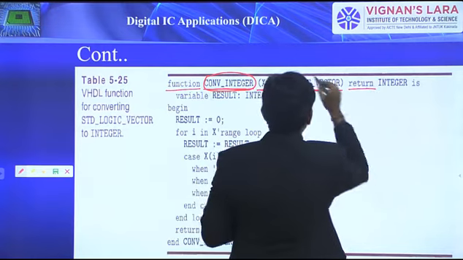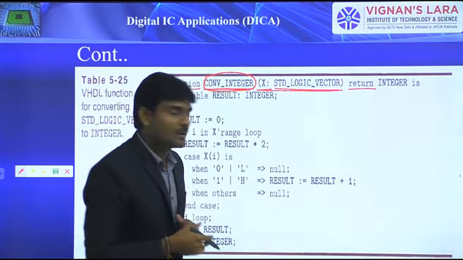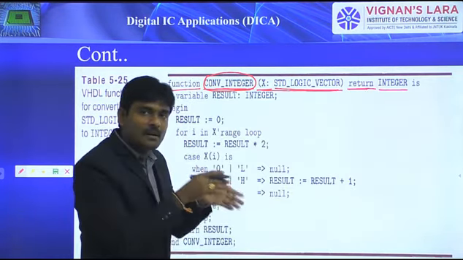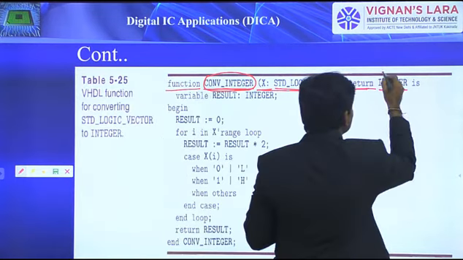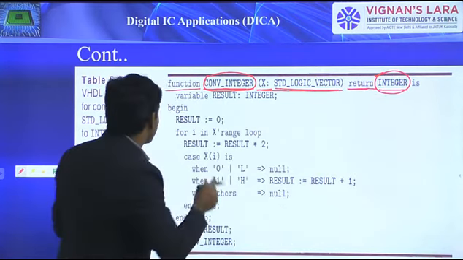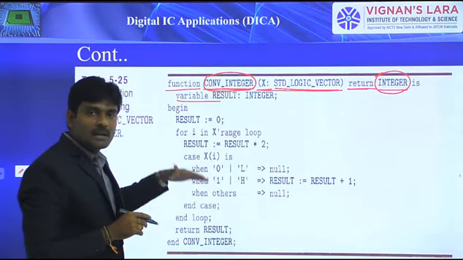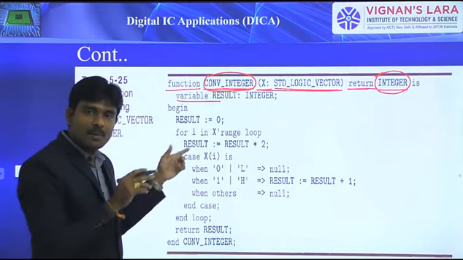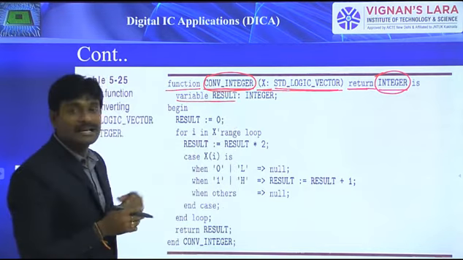After completing the formal parameters, next we are supposed to write the return keyword, then the return type. Here our intention is to convert binary into integer, so finally we are supposed to get the output as integer. For that reason, the return type must be integer. Then the keyword is. After that, I described one variable, because within a function, temporary variables are required to achieve this task, to convert from binary to integer. The temporary variable that I considered is result.